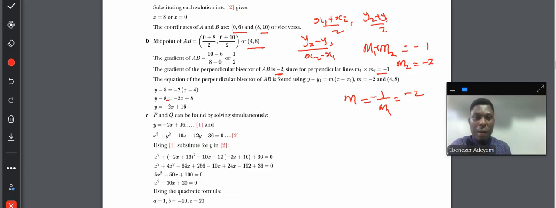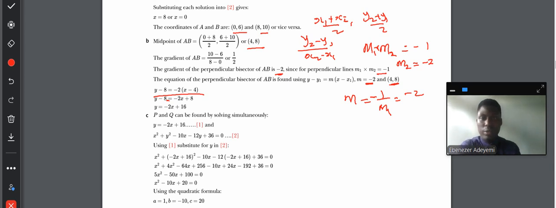So the equation of the perpendicular bisector using y minus y1 equals m open bracket x minus x1. Our gradient is -2 and our midpoint is (4, 8). I substitute that in this equation: y minus 8 is equal to -2 open bracket x minus 4. If you do that, the required equation will be y is equal to -2x plus 16. And that is question B of this part.